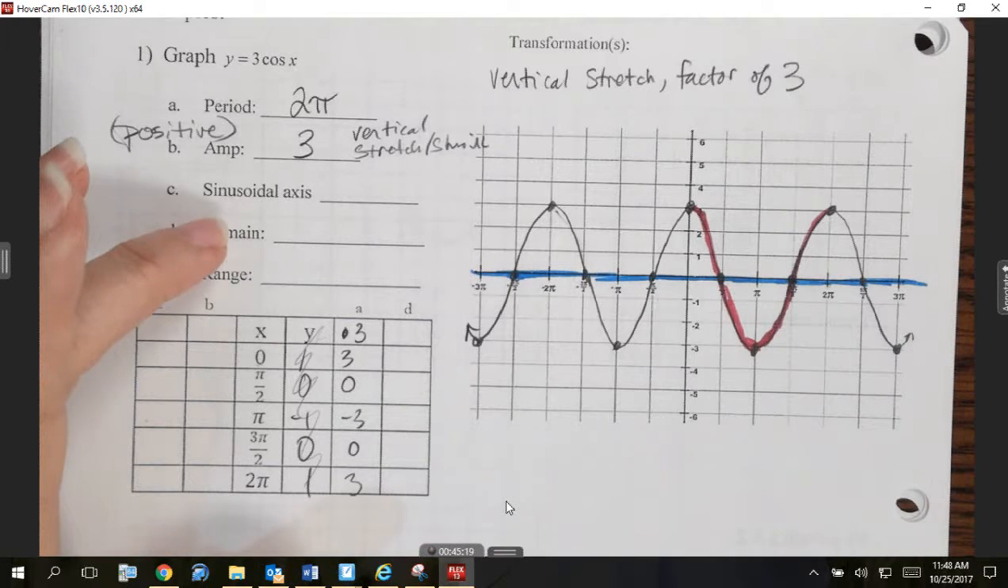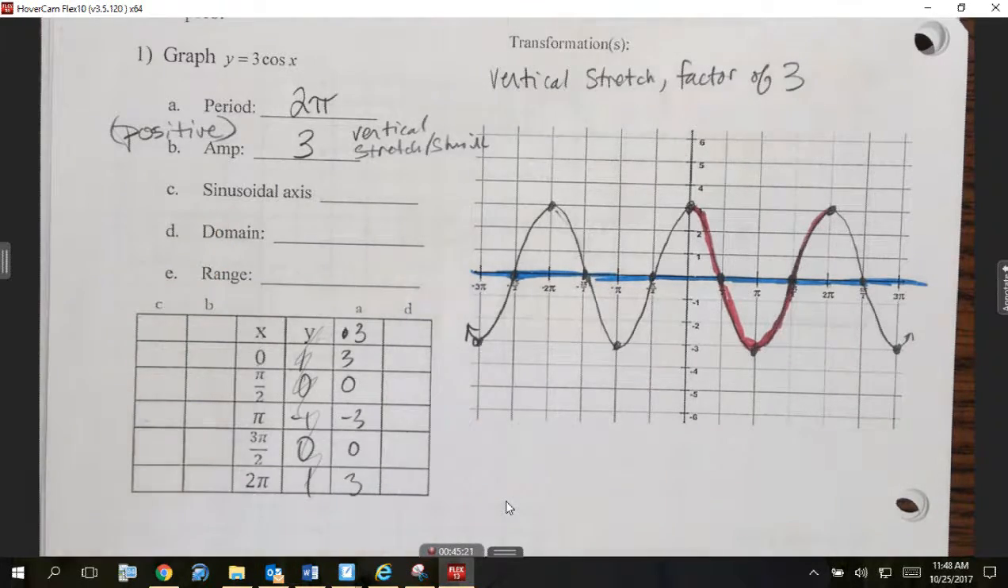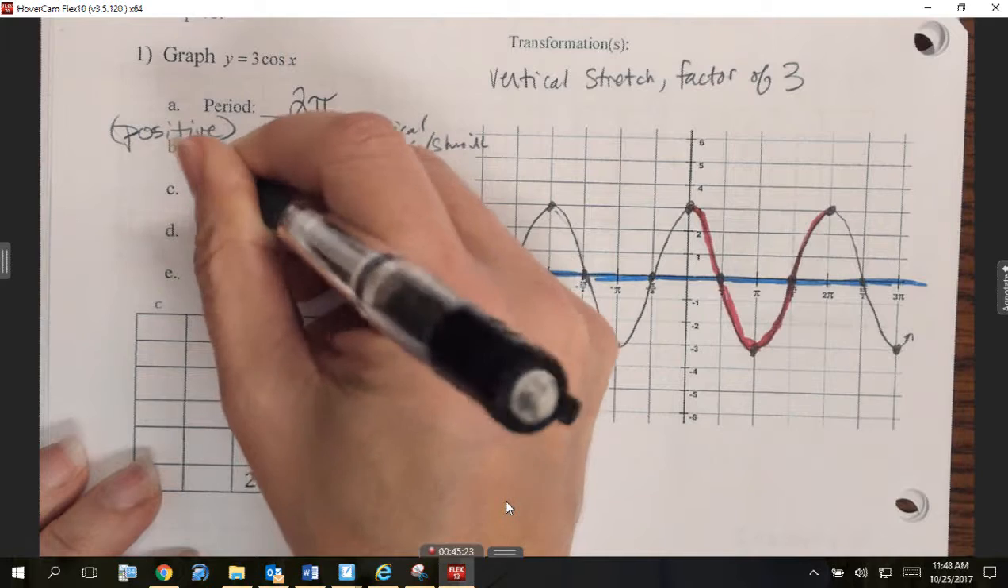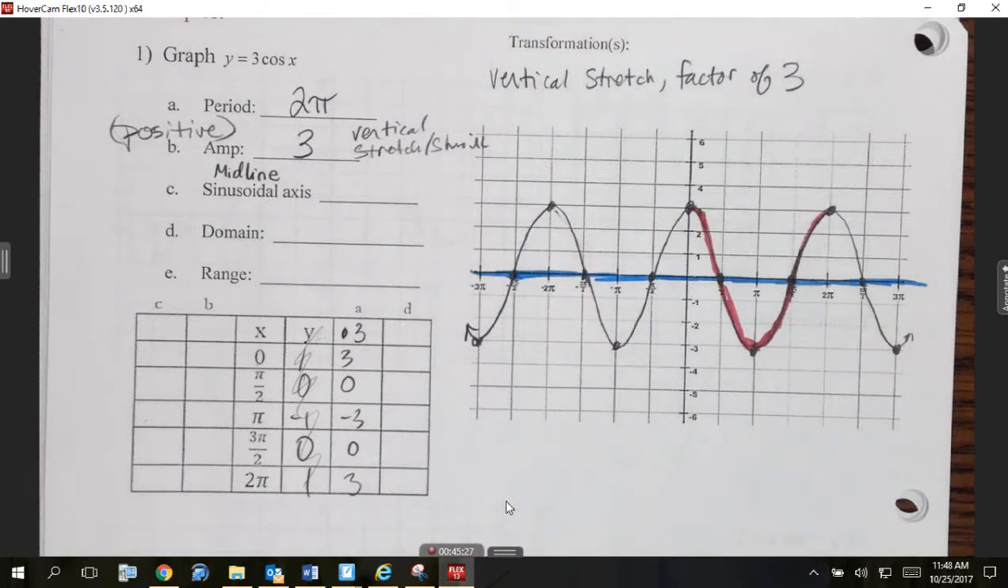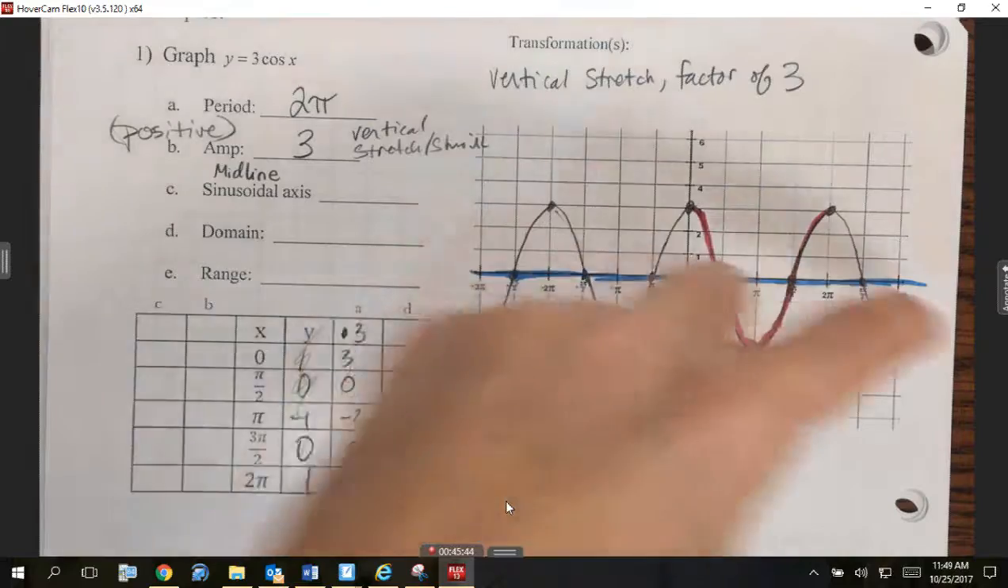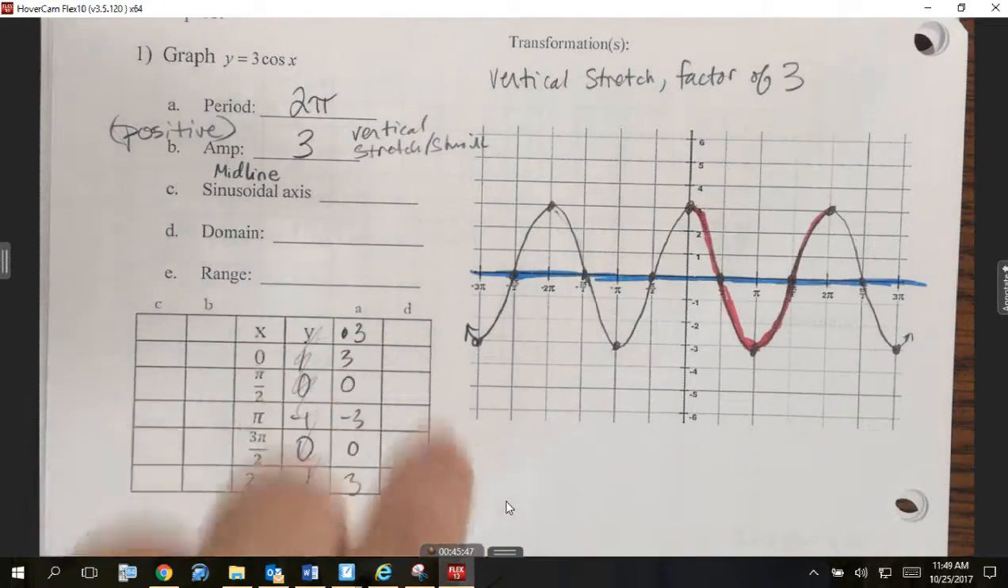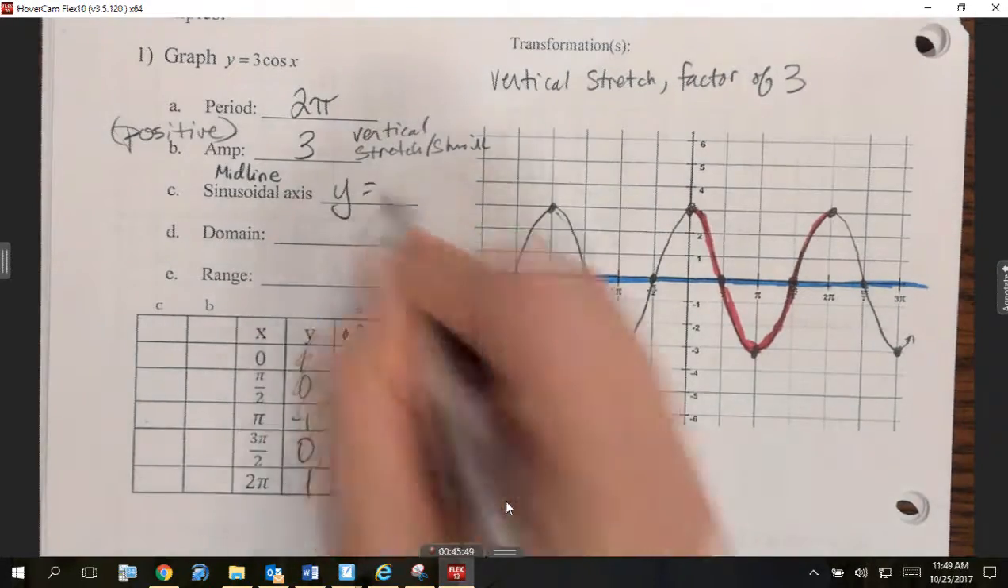The next is called the sinusoidal axis. It is known as the midline. Why don't they just call it that? Well, somebody before didn't call it that, and we've obviously changed the words, but I want to make sure you've seen the word sinusoidal axis, so if you go to college and they keep saying that, you're not like, what? But it's the midline. And it is a line, so I need to know the equation that makes that blue line. Y equals 0.